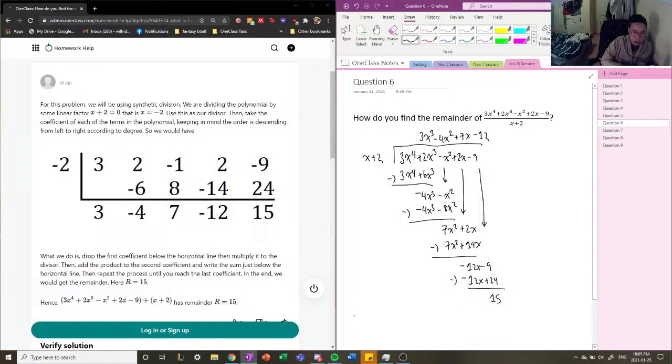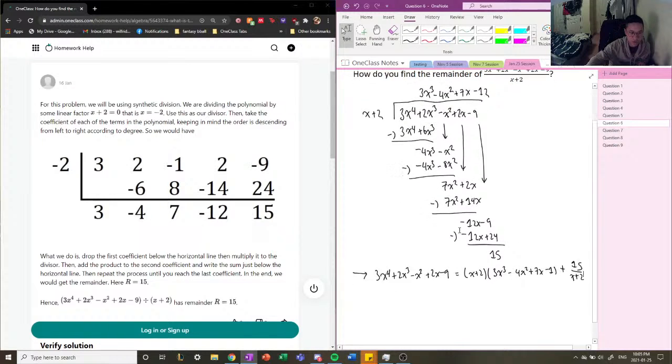Okay, so that means that 3x to the power 4 plus 2x cubed minus x squared plus 2x minus 9 is also equal to x plus 2 times 3x cubed minus 4x squared plus 7x minus 12, plus 15 over x plus 2, and 15 is our remainder. So our remainder is 15.